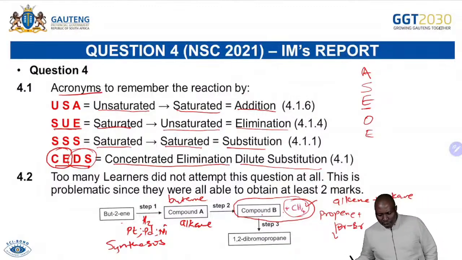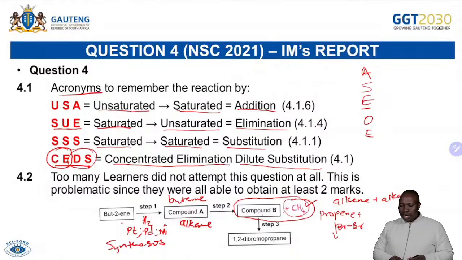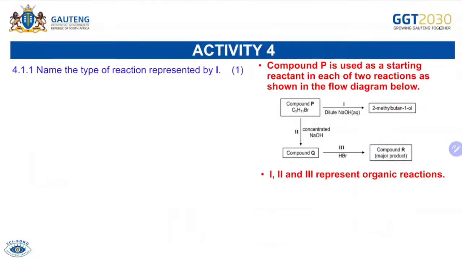Now, with no wasting of time, we're able to move on. Let's look at activity 4. It says compound P is used as a starting reactant in each of the two reactions as shown in the flow diagram below. And then we have compound P there, and we are saying this is used as a starting reactant in each of the two reactions as shown in the flow diagram below.